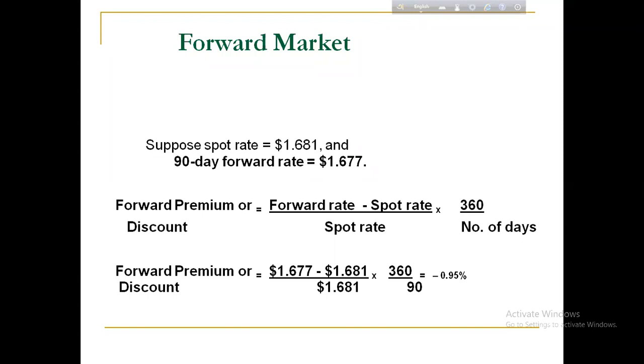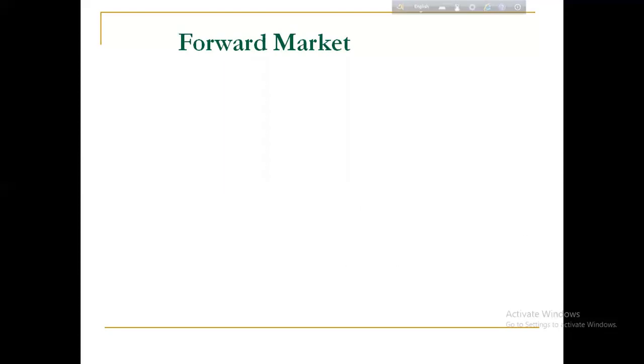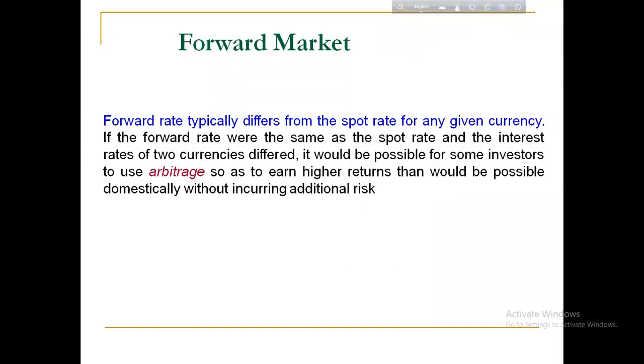That is the formula already set up, and the forward contract's time to maturity is 90 days, so we divide by 90 days. So we get a forward discount of minus 0.95%. The result is minus 0.95, which means we get a discount. If it is positive, then we will get a premium.